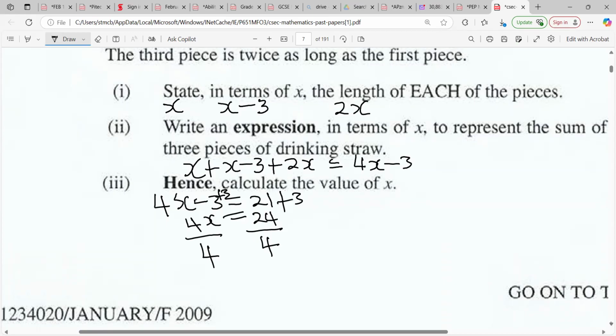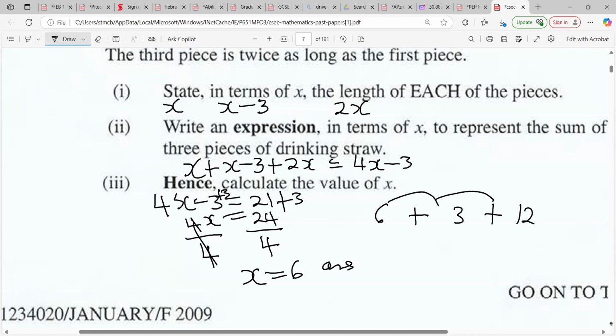So the value of x is 6. So I could check if it's correct. The first one will be 6, right? The second one will be x minus 3, so 6 minus 3, that'll be 3. And the next one would be double, 12. So this is supposed to add to 21. 6 and 3 is 9, and 12 is 21. So that's how you check if your answer is correct.